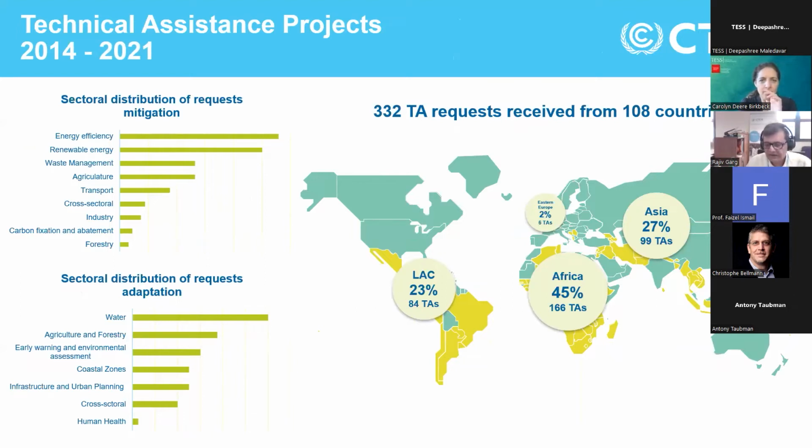Till now, after establishment and operationalization in 2014, CTCN has received more than 330 requests for technical assistance from 108 countries. The maximum we have received are from Africa. Africa is the largest portfolio with more than 45% of the requests we have received. If we look at the sectoral distribution of the kind of technologies which the countries are looking at, you can see it on the screen.